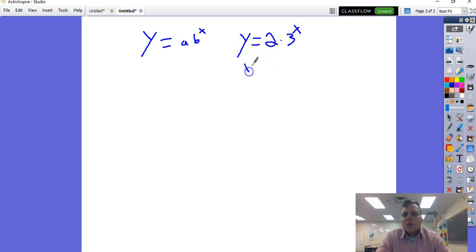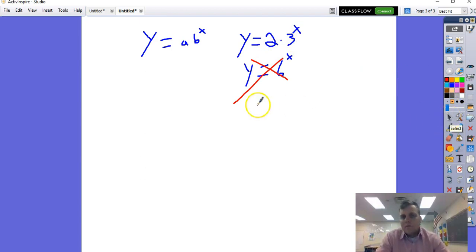I have a lot of students that try to say y equals 6 to the x here. Wrong. Cannot do that. See how this 3 is being raised to the x? So the 2 and the 3 are not like terms. The 2 is not being raised to the x. Only the 3 is. So they must remain separated.